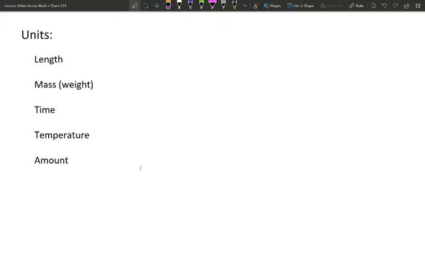So what are units? On top of it, we're going to talk about common units as well as the standard ones that we will use for this course. So units, what they are. Units are what we break up amounts of things into in order to do measurements.